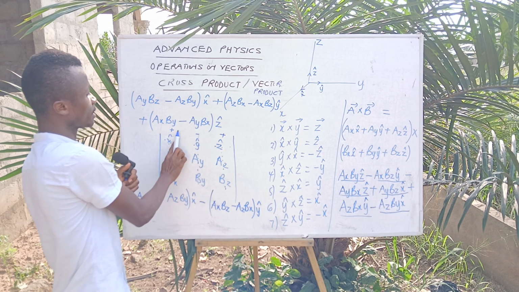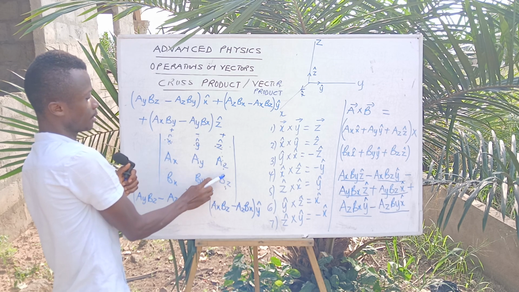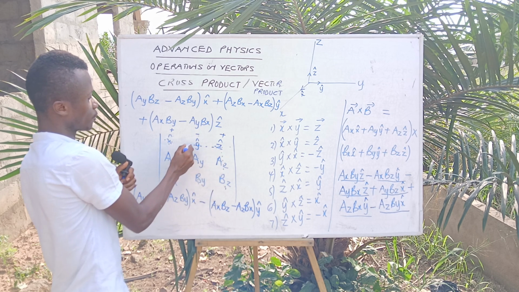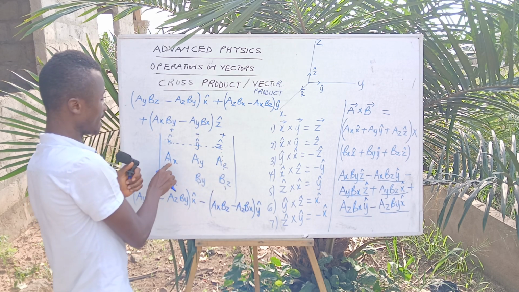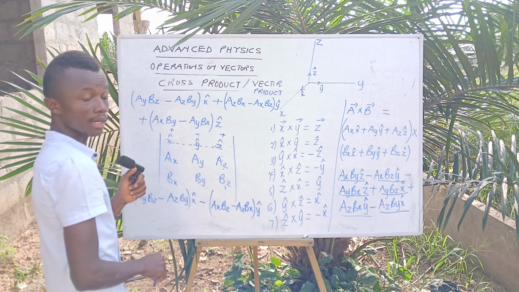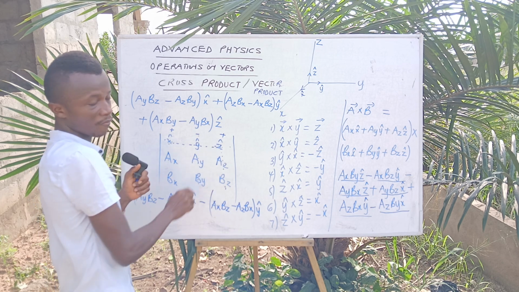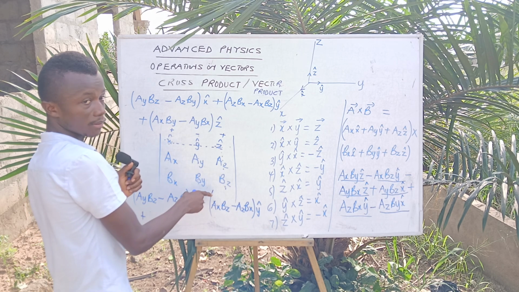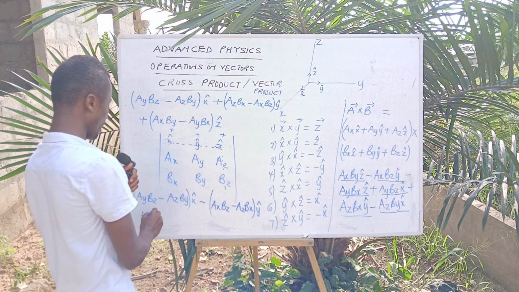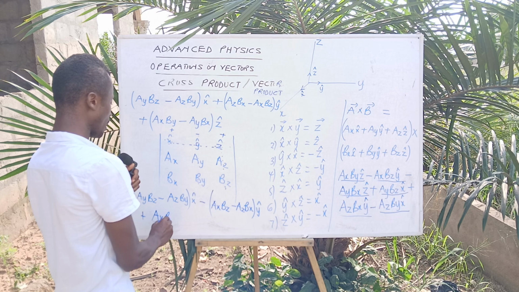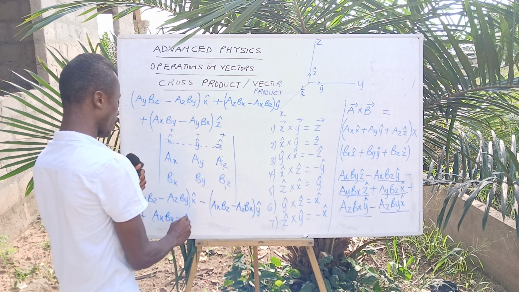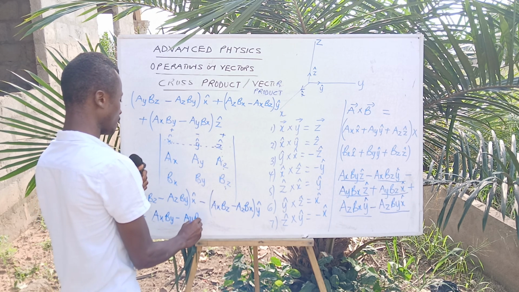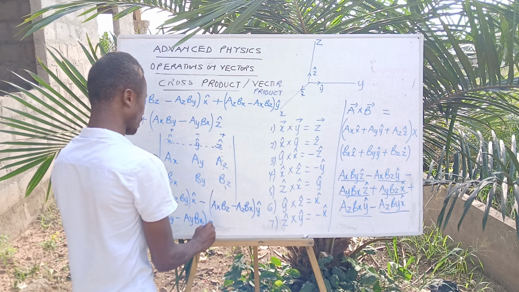And let me first clean this one. So like so. So we are left with the vectors ax, ay, bx, by. And this is a positive convention, so plus, multiply the leading diagonal, subtract the minor diagonal. You have ax by minus ay bx in the z roof direction.